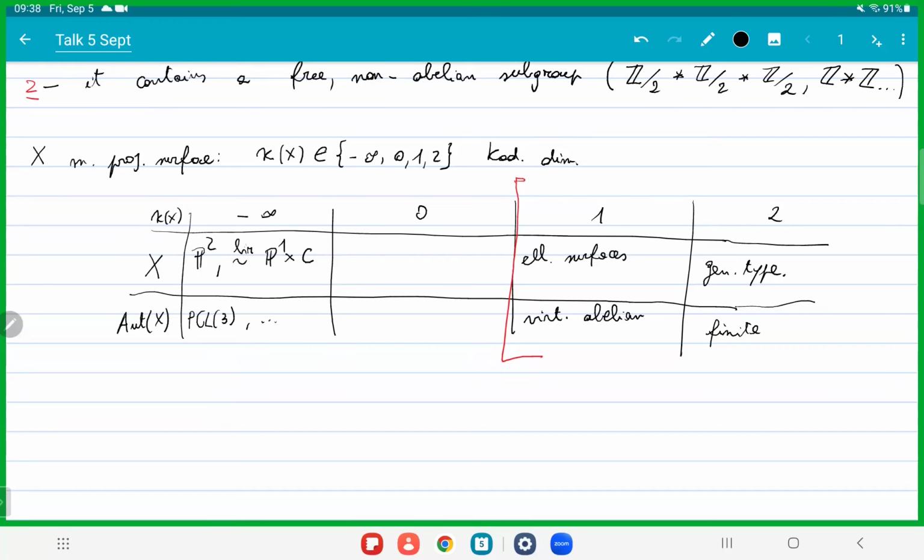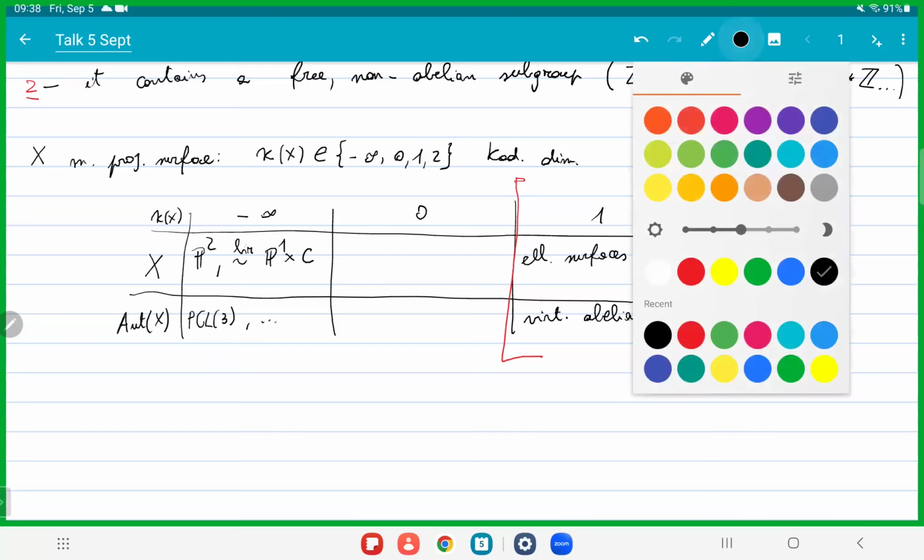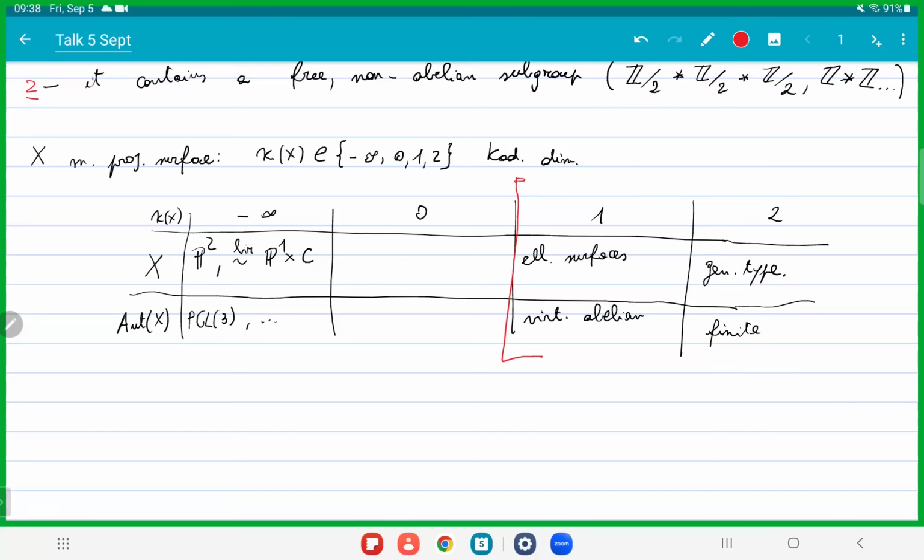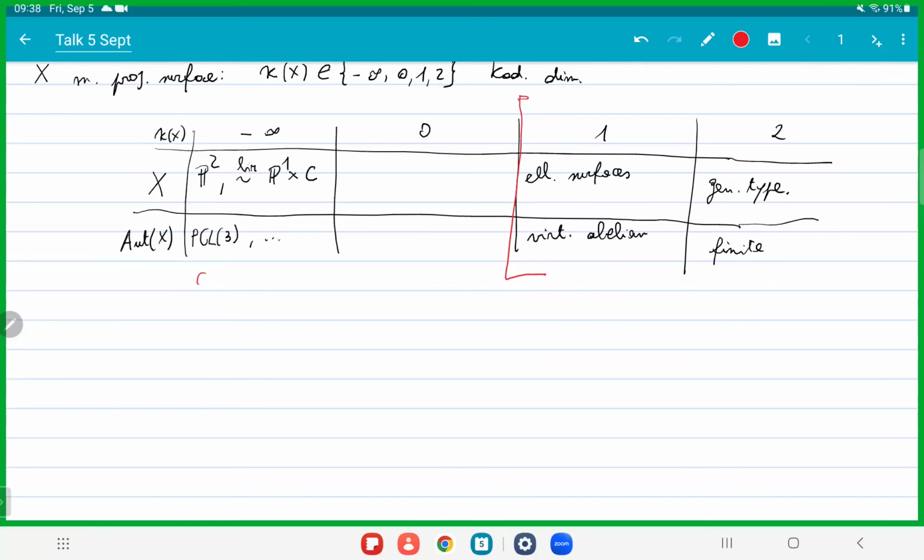Then we can also study these other automorphism groups. These are complicated, and I'm not going to focus on this because they require very different methods from those. But let me just write, these are complicated. And these are easy.